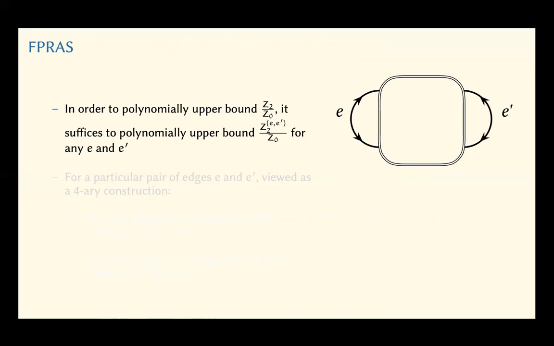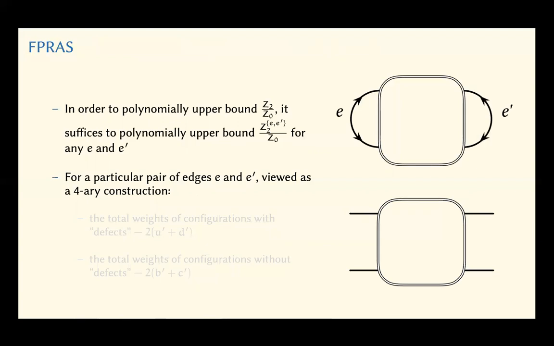How do we prove Z2 over Z0 is polynomially upper bounded? We show it by showing that Z2 sup E prime sub 2 over Z0 is polynomially upper bounded for any E and E prime. And this funny notation E sup E prime sub 2 means the sum of the weights of near even orientations where the defects are on exactly E and E prime.